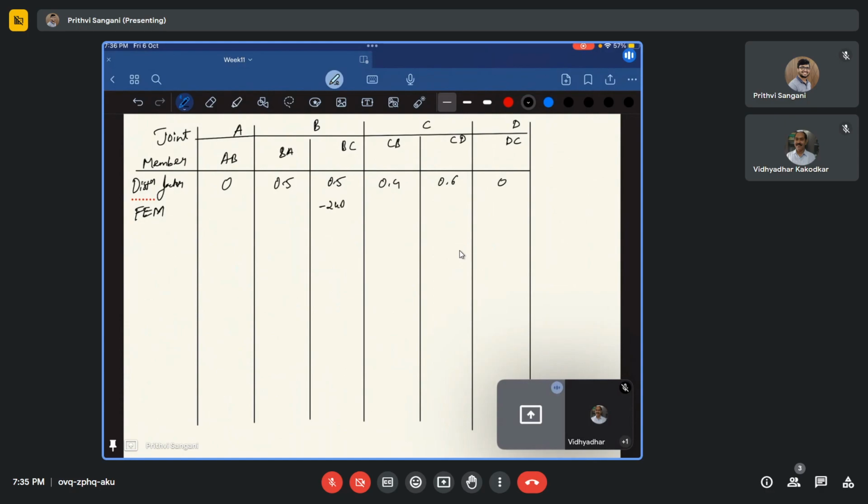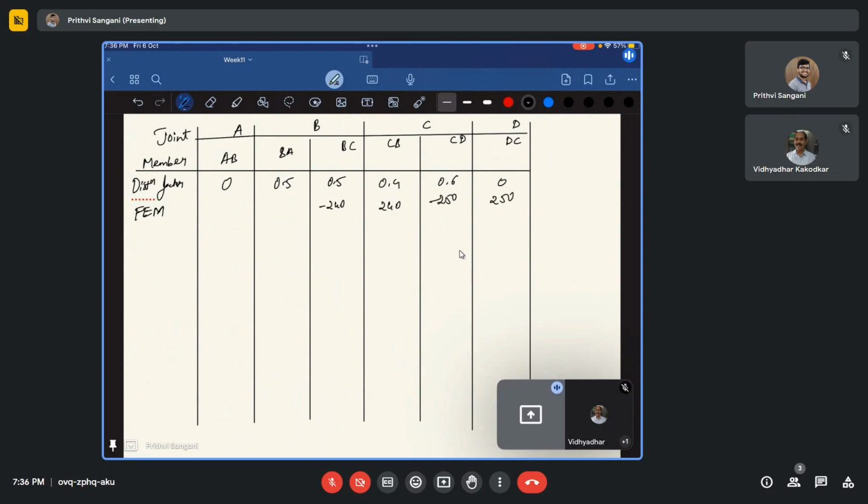Okay, CD. So all in this again, I'm just not writing units. So please assume it as kilometer, meter. So CB is again 240, positive clockwise. CD is minus 250, and DC is 250. Okay, so these are my fixed end moments.